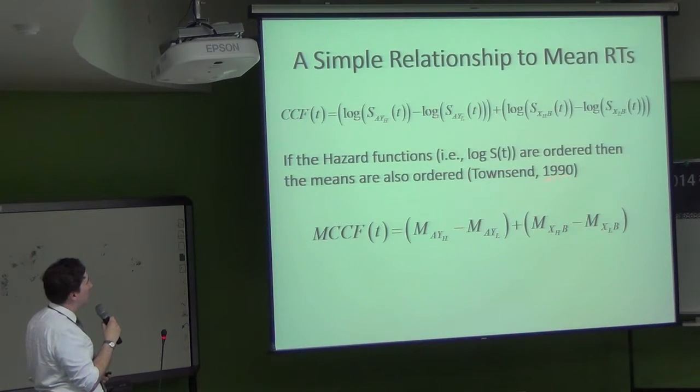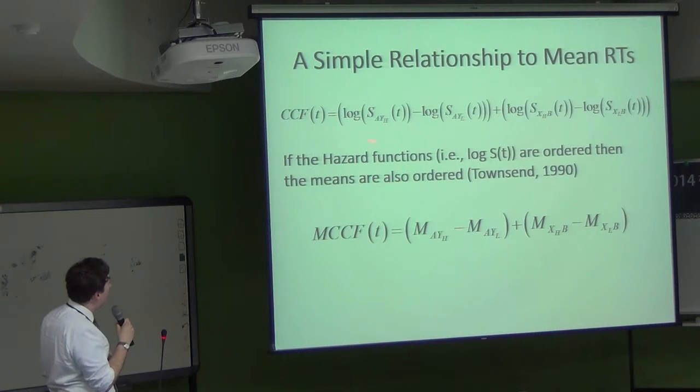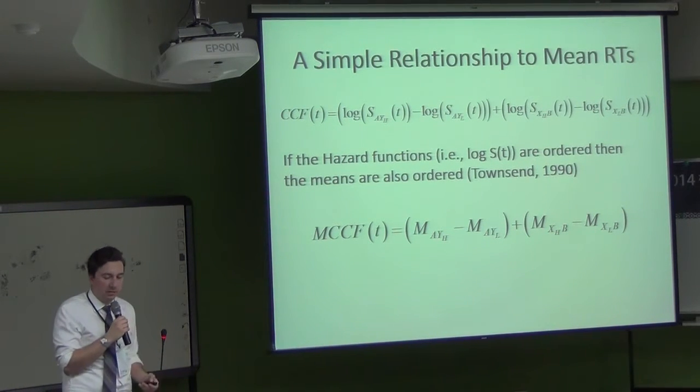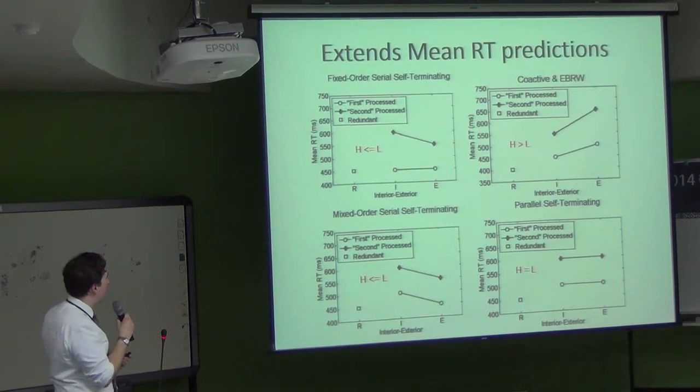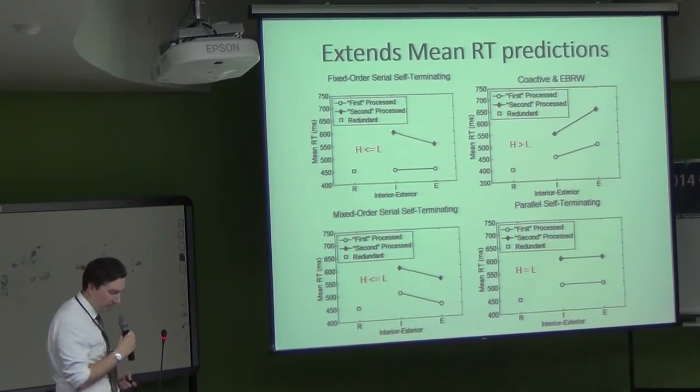Now, Jim showed in a paper in 1990 that if the hazard functions are ordered, then the means of those functions are also ordered. So in effect, if this relationship is true, then we can simplify that and look at something I'm calling the mean conflict contrast function, where you can just look at a simple difference between the means to get some idea about the directionality of things. And that maps back to these predictions that we saw falling out of the parametric versions of these models.